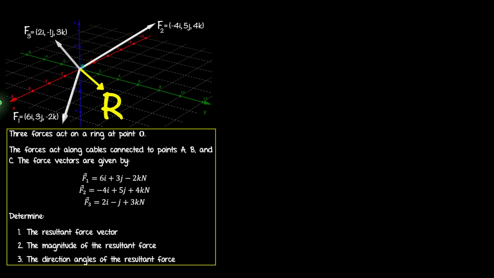and these are all forces, so our units are in newtons, so kilonewtons. We have F2, which is negative 4i plus 5j plus 4k, and F3, which is 2i minus j plus 3k.